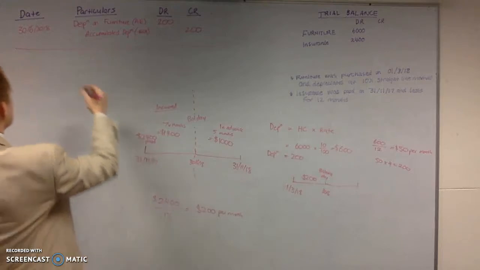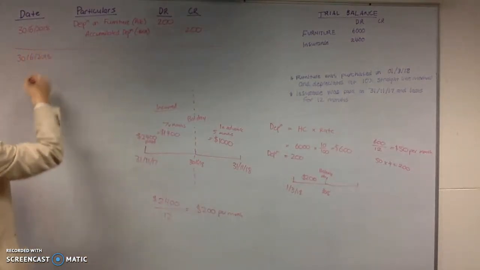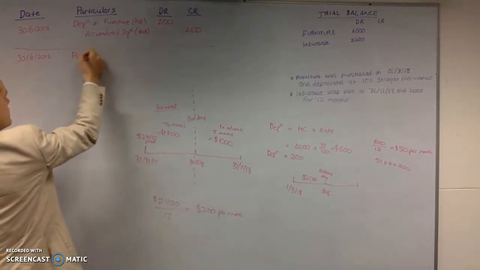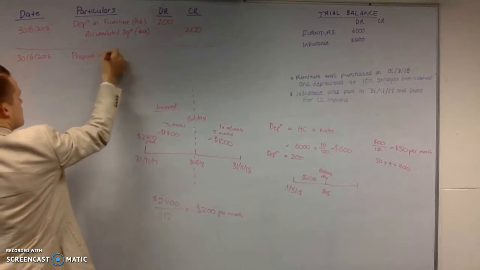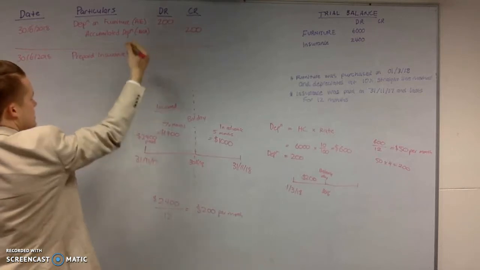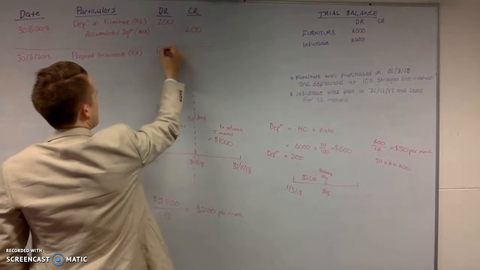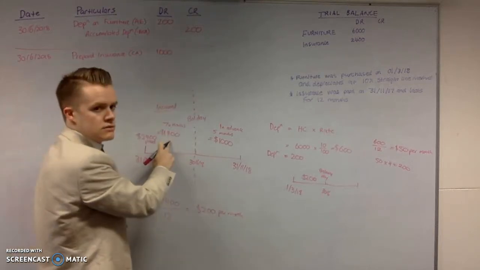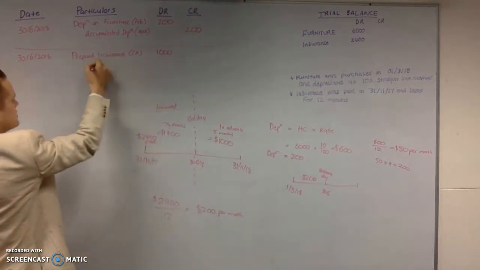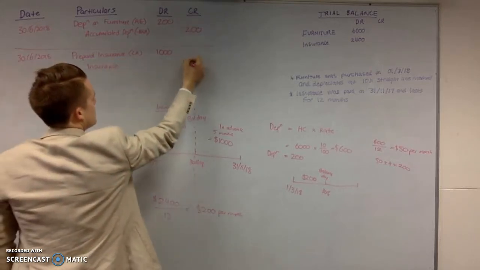Okay, so I'll do this up here. 30th of the 6th, 2018. Prepaid insurance. Remember, that's a current asset. That's going to be the debit side entry. And now it's the $1,000. That's the amount that's actually prepaid. That's not prepaid. Okay? That is. So that's the amount we put here. Then insurance for $1,000 as well.